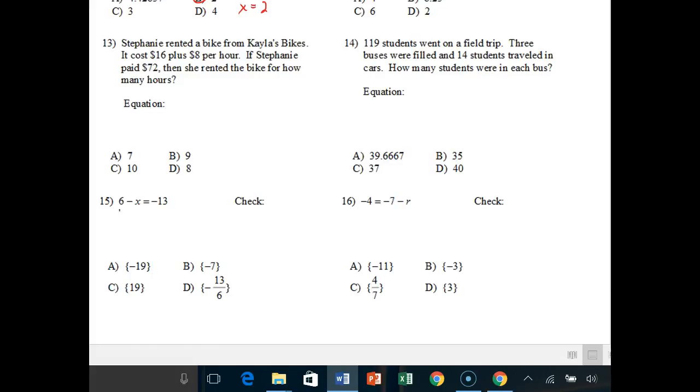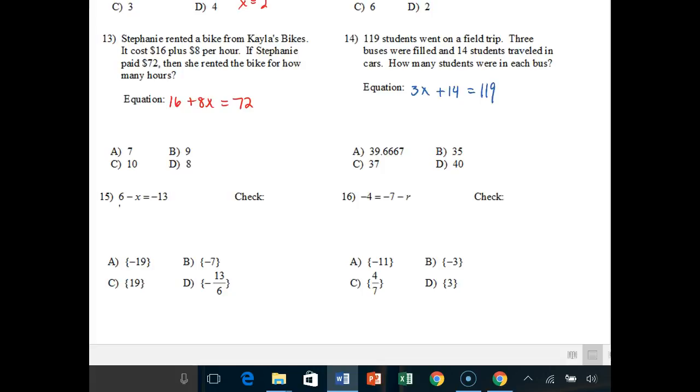And number 13, Stephanie rented a bike again, 16 plus 8. We don't know the hours, but we know she paid 72. So I'll just help you out with that one. You guys can solve that one. 119 students went on a field trip. 3 buses were filled, and 14 students traveled by car. How many were in each bus? So if I have 3 buses filled, but I don't know how many on each bus, I know that another 14 went by car, and I know there was 119 total. That's my equation for that one.